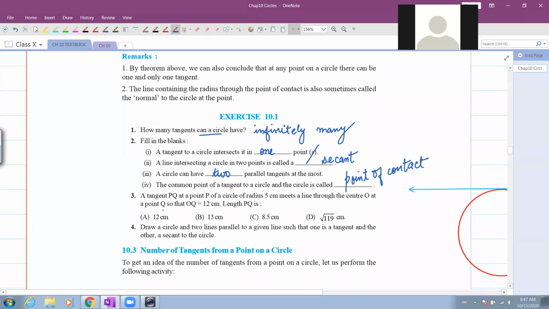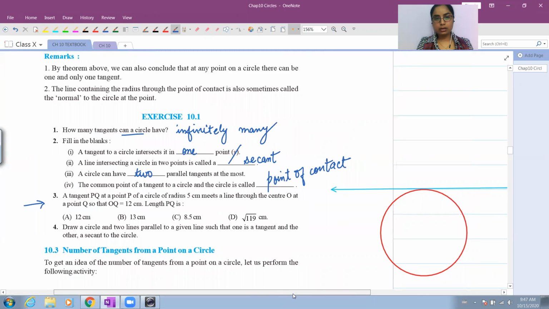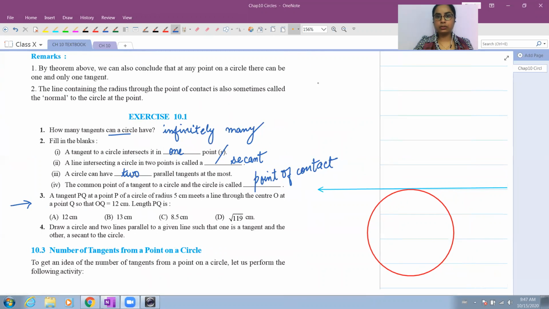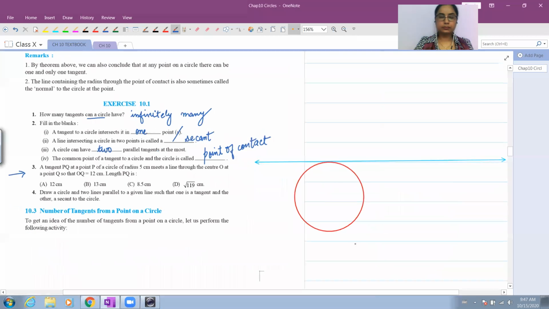Question number 3, I would like you to draw a diagram or a figure for this one so that you can understand what it is.